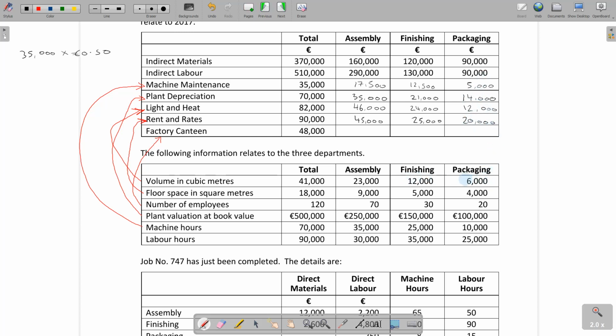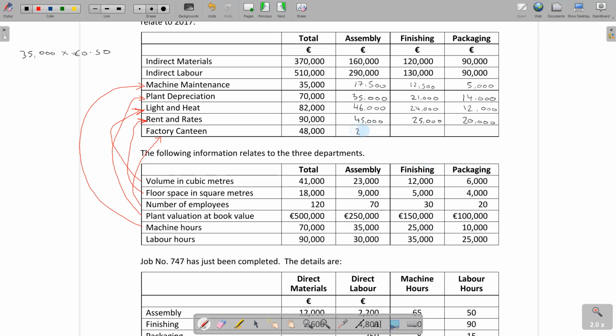So you can see the packaging is kind of the cheapest when we look at our overheads, because they don't use as many of the metrics. So they don't use as much. It's not as big as the assembly or finishing again. It doesn't have as many employees as them. The book value is less where we do our packaging. It requires less machine hours and requires less labor hours.